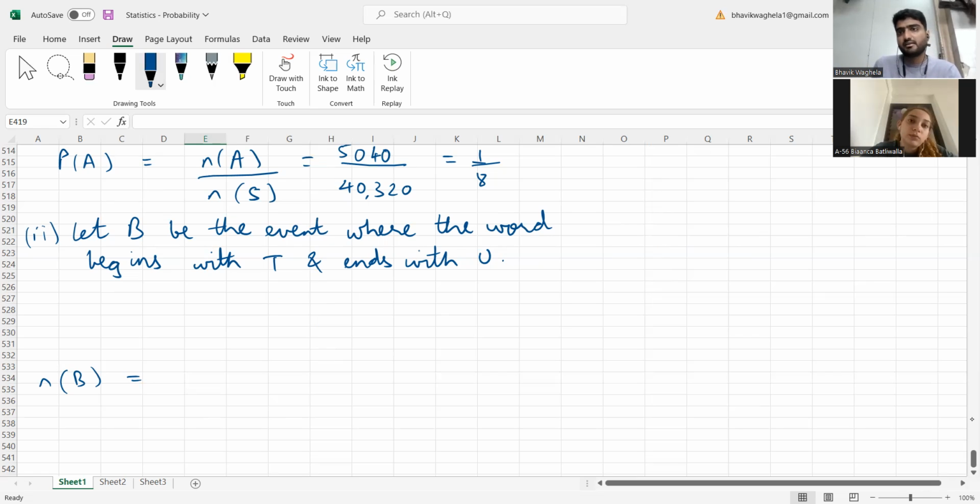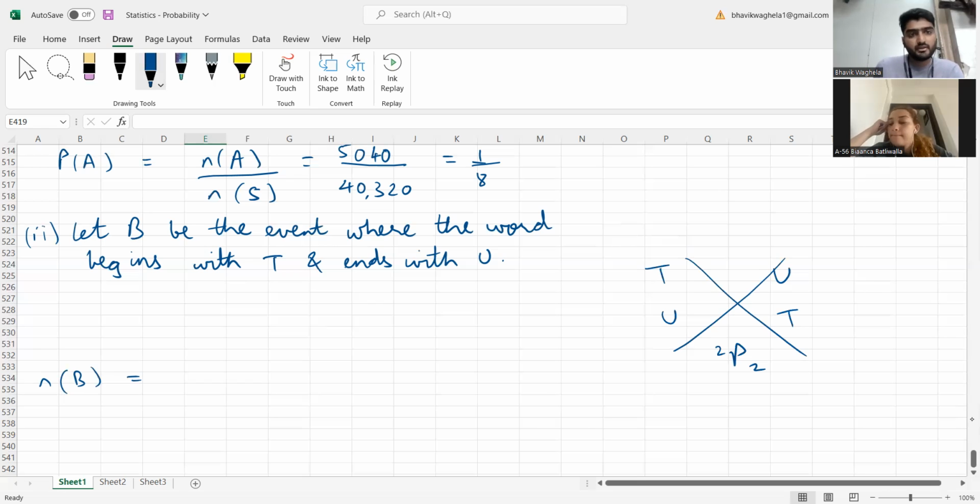It will apply in the case where they say the word starts with T, ends with U, or it starts with U and ends with T. In that case, you can take 2P2. But in our example, they are saying that it should start with T and it should end with U. So you can't use 2P2. That will be wrong. Okay, so we go individually.